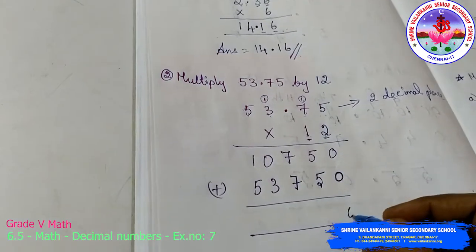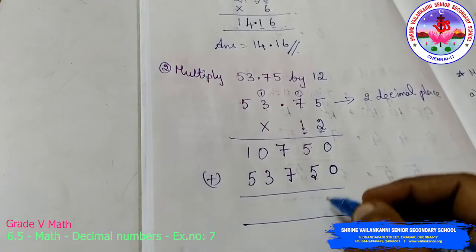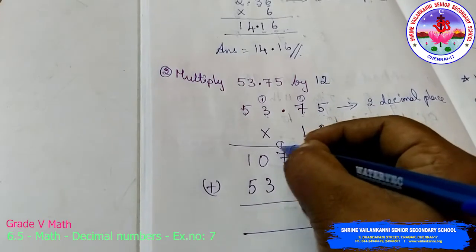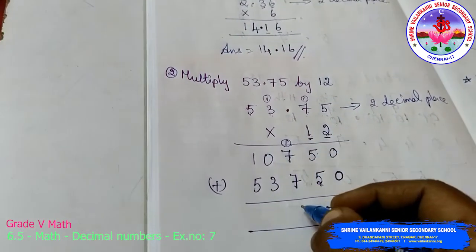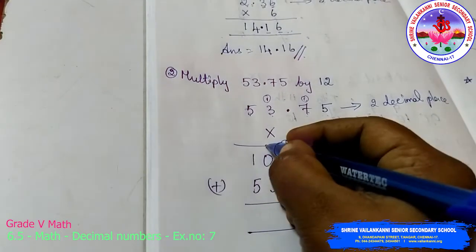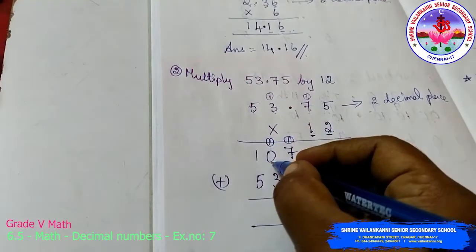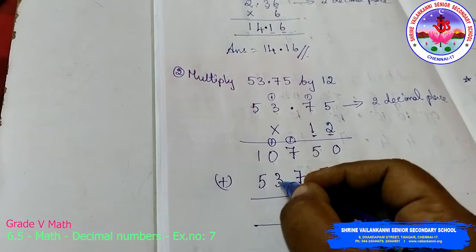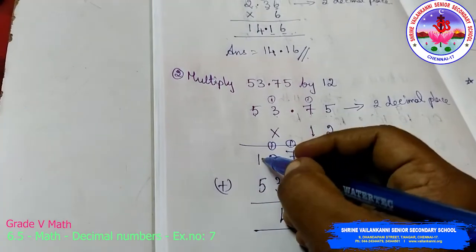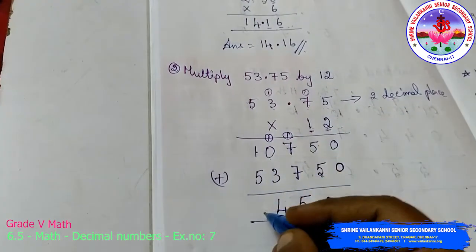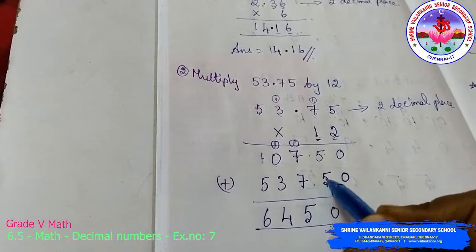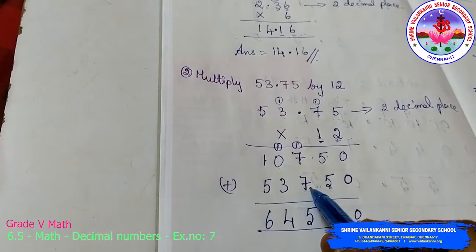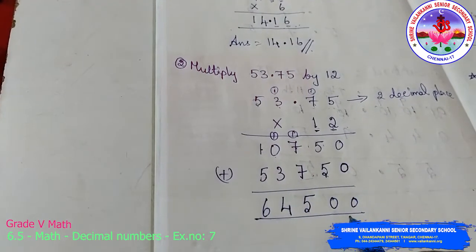Now add these two. 0 plus 0, 0. 5 plus 5, 10. 1 carry forward. 7 plus 7, 14. 14 plus 1, 15. 1 carry forward. So 1 plus 0, 1. 1 plus 3, 4. 1 plus 5, 6. See, even here also you don't want to consider the decimal. Complete the multiplication and you got the answer.